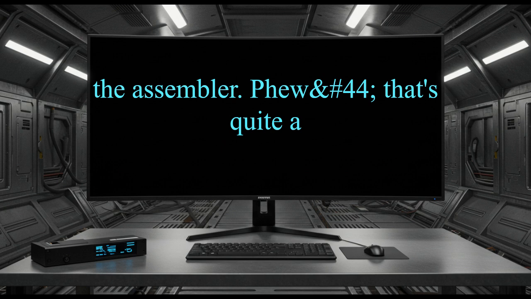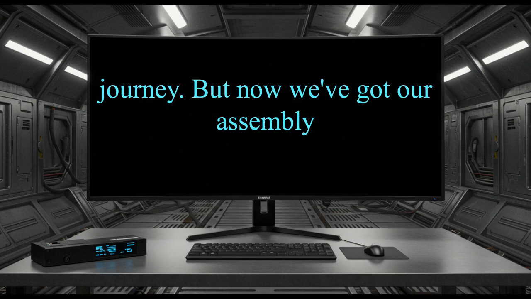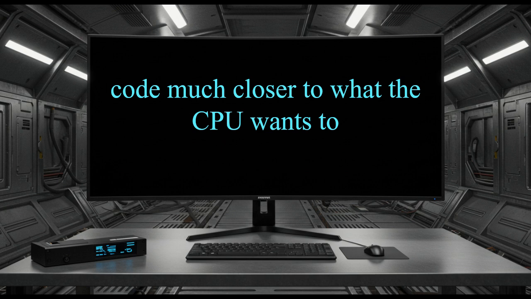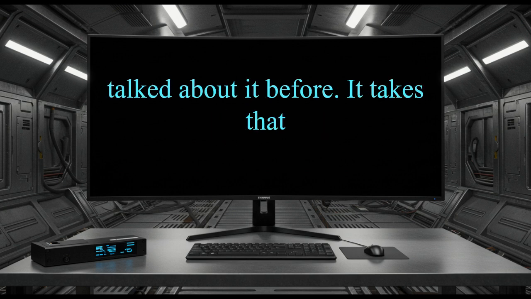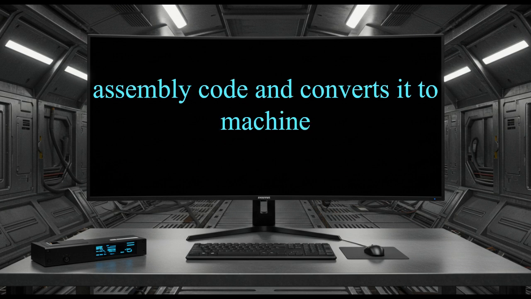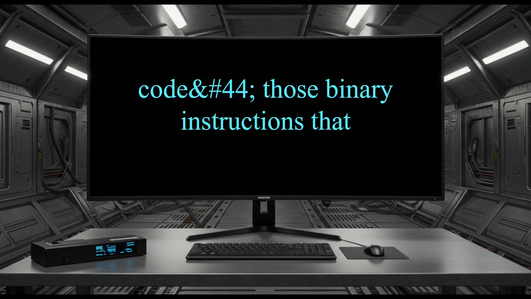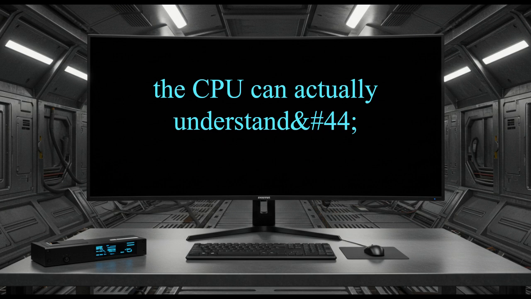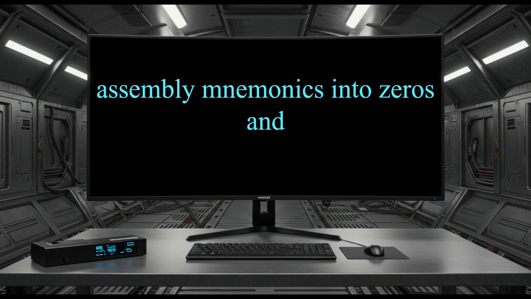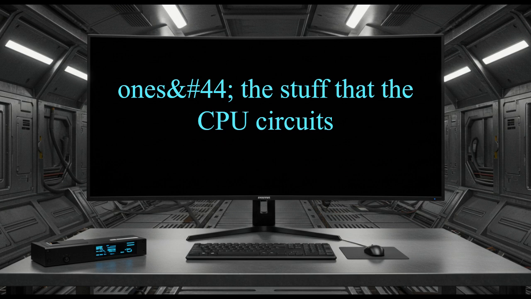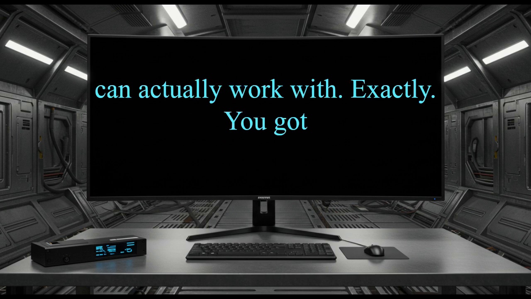Phew, that's quite a journey. But now we've got our assembly code, much closer to what the CPU wants to see. What happens next? All right, so now the assembler takes over. Remember, we talked about it before. It takes that assembly code and converts it to machine code, those binary instructions that the CPU can actually understand. Right, so it's like encoding those assembly mnemonics into zeros and ones, the stuff that the CPU circuits can actually work with. Exactly, you got it.